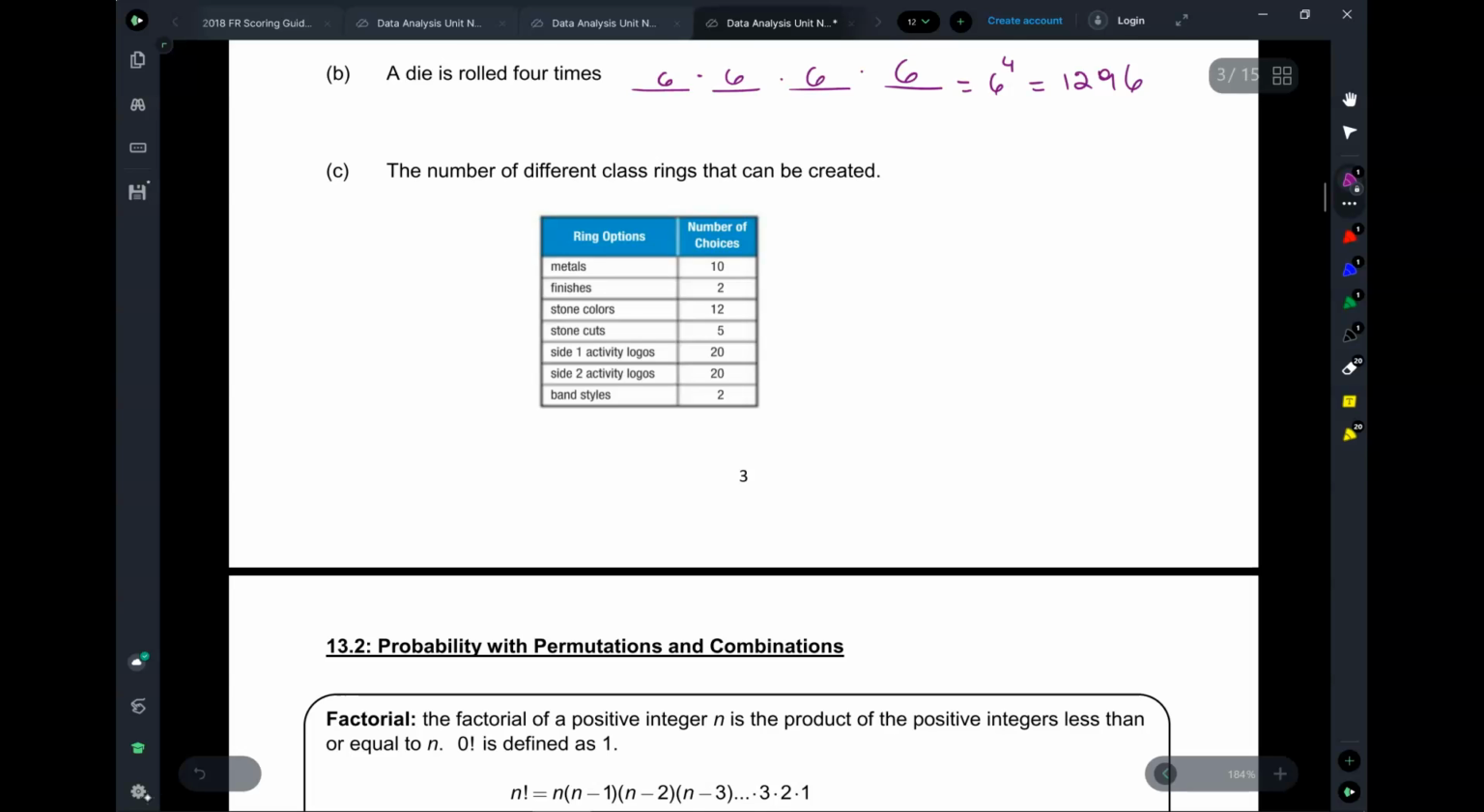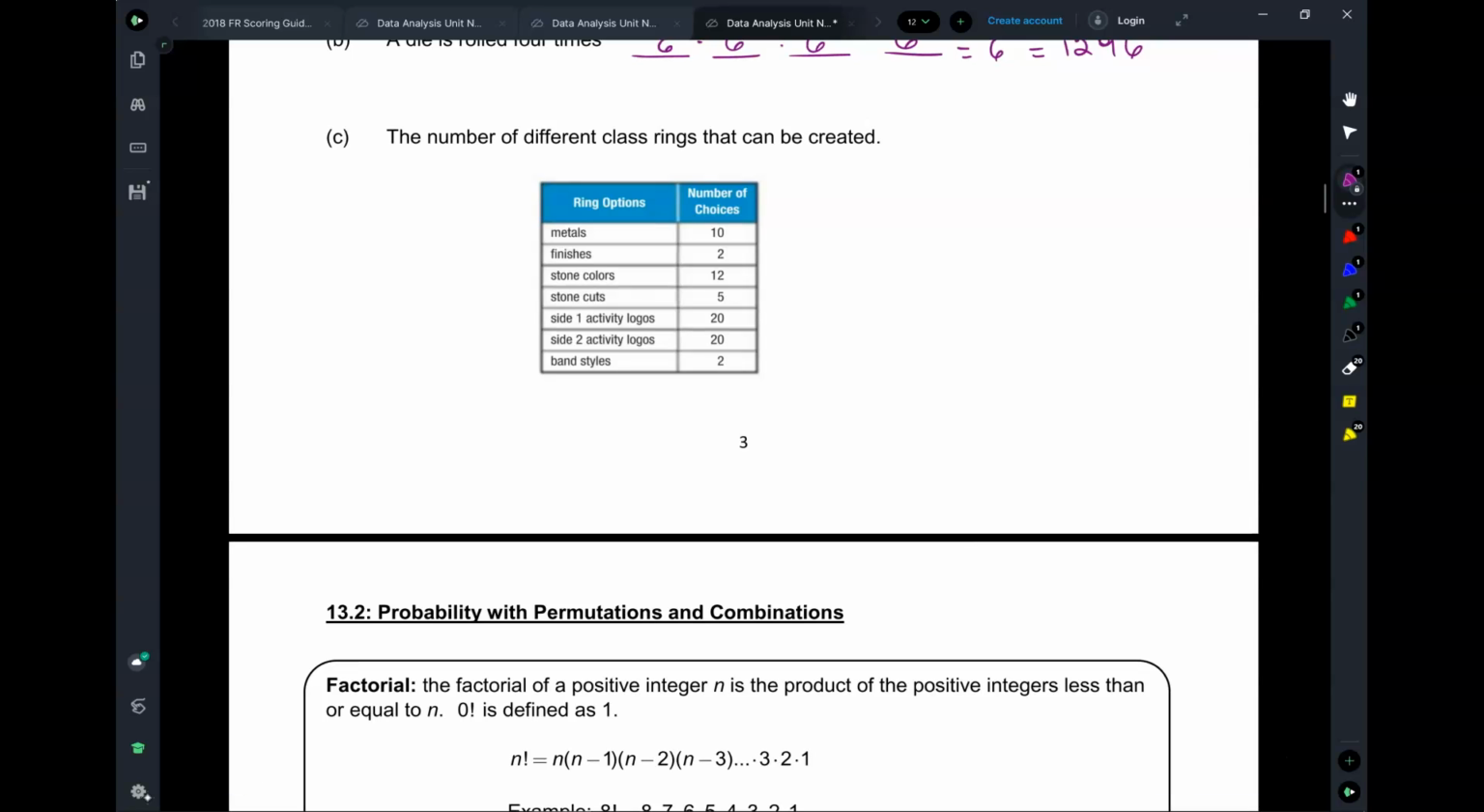So in the first round, you have 10 possibilities. Times 2, times 12, times 5, times 20, times 20, times 2. 960,000 possibilities. Okay?